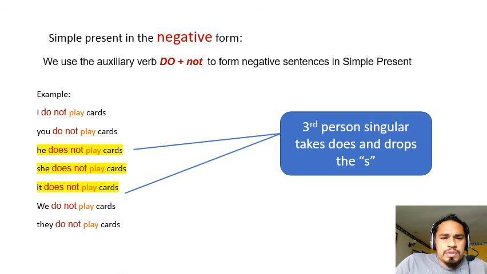Do plus not, and you can repeat after me. I don't play cards. You don't play cards. He doesn't play cards. She doesn't play cards. It doesn't play cards. We don't play cards. And they do not play cards. So the third person singular S, we eliminate that and we represent the third person singular with the auxiliary only.